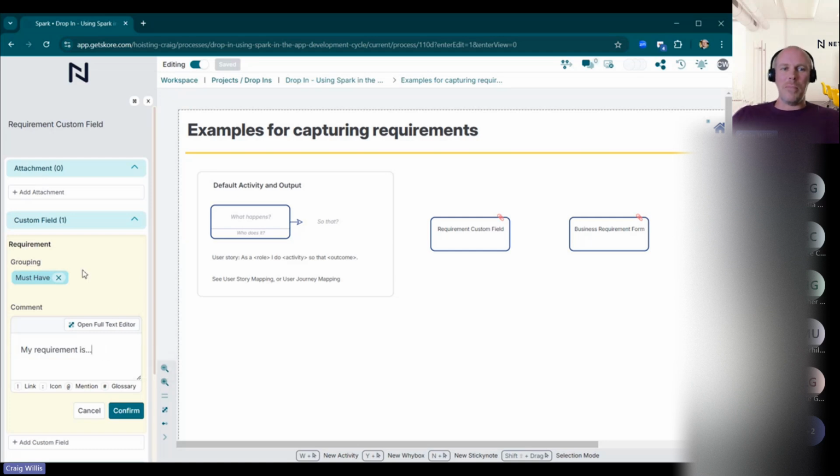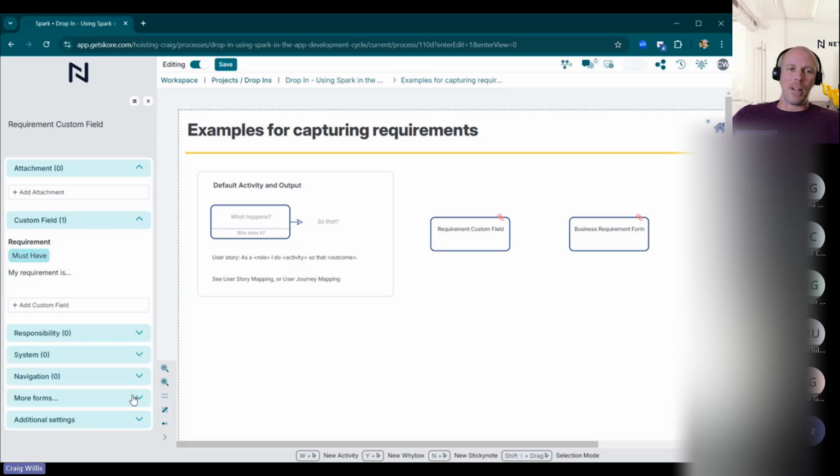Now, I found this to be one of the best ways because in workshopping with the business, you can very, very quickly add lots and lots of requirements. And then typically what I do afterwards is refine those. You'll find lots of duplications and so on. And then we can take that information and work with it.